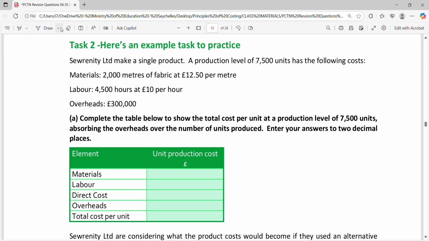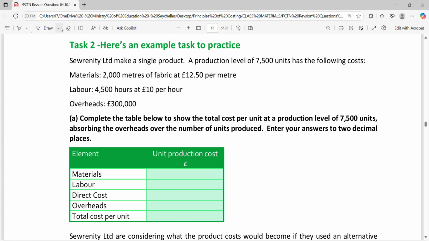Now, question number 2. It says, Sovereignty Limited makes a single product. A production level of 7,500 units has the following costs. So the costs that are listed there are the cost of producing 7,500 units of this product.